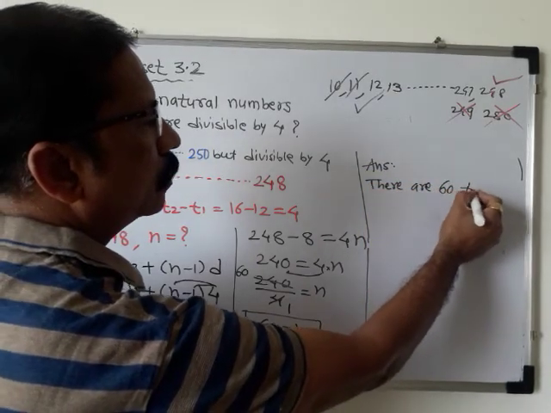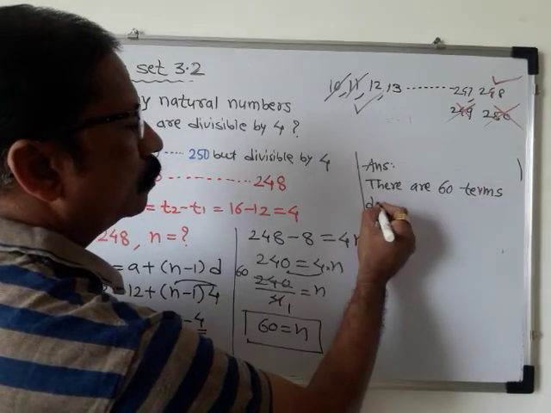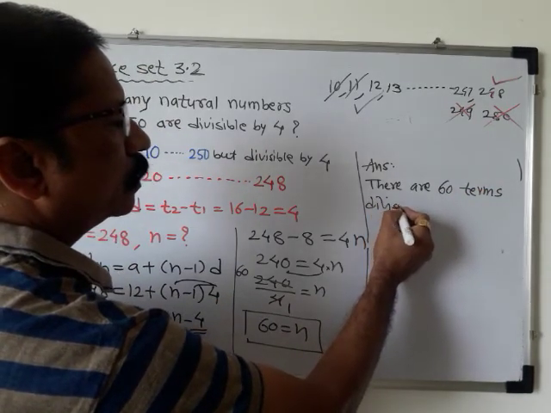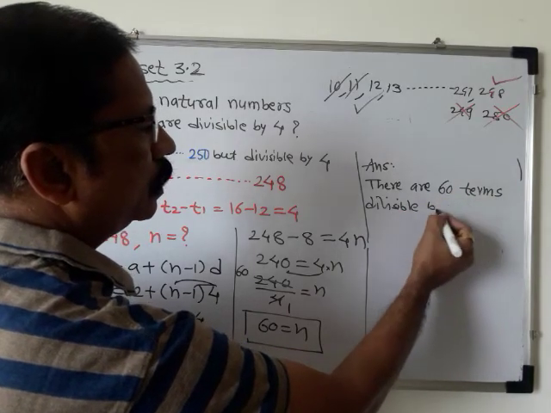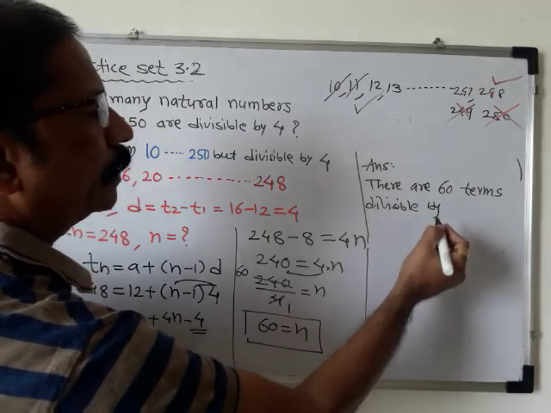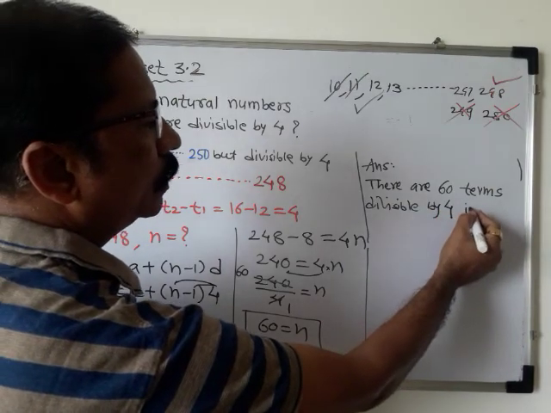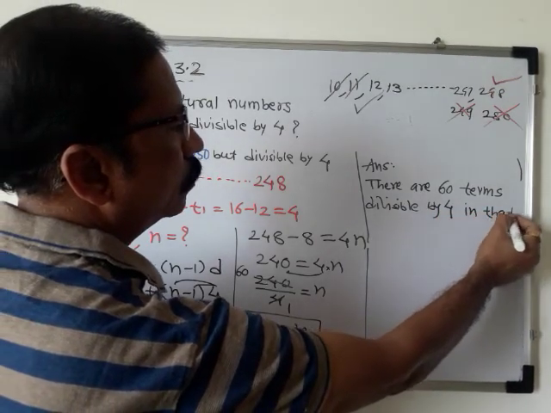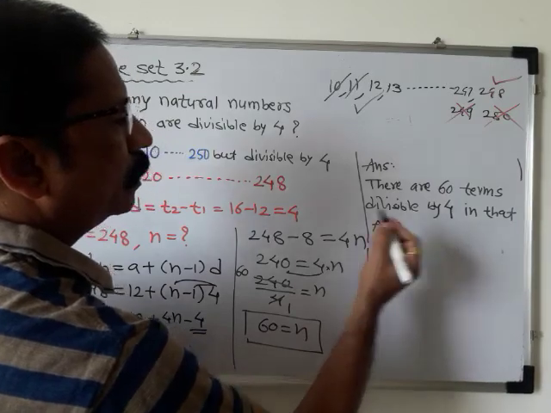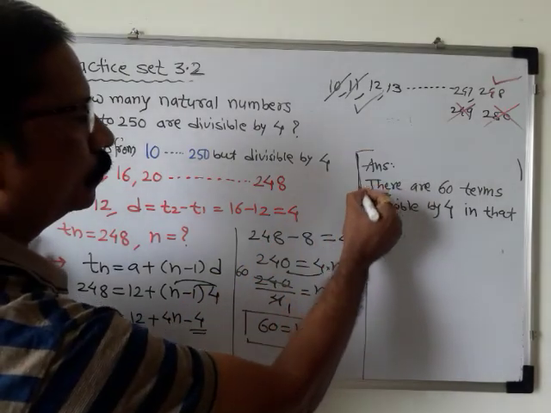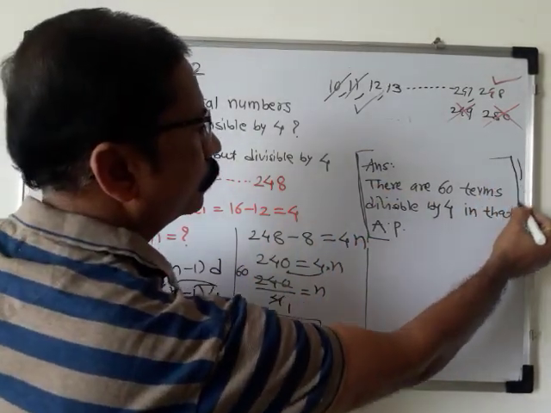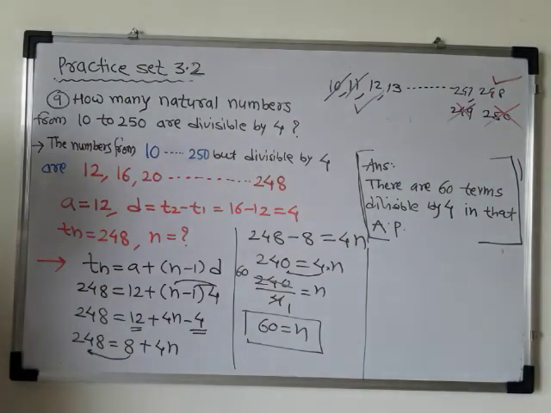There are 60 terms divisible by 4 in that arithmetic progression. Like this you have to write the answer. Thus the end of this topic from this chapter.